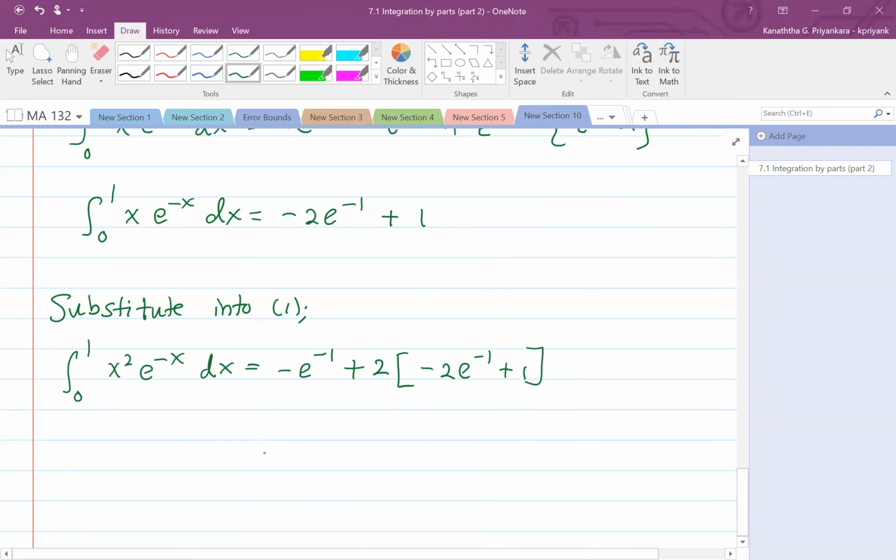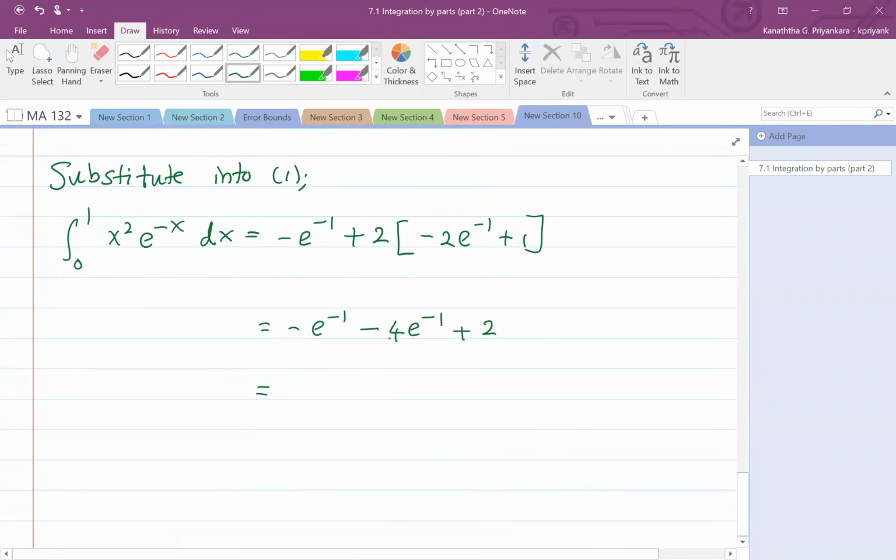Now we can simplify. So multiply by 2. So negative e to the power negative 1 minus, so this becomes 4 e to the power negative 1 plus 2. So you can add these two: negative 1 e to the power negative 1 minus 4 times e to the power negative 1 becomes negative 5 e to the power negative 1 plus 2. So that is the answer.